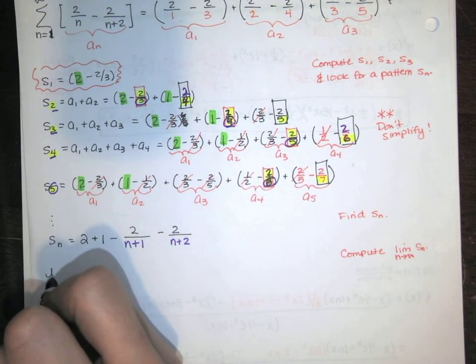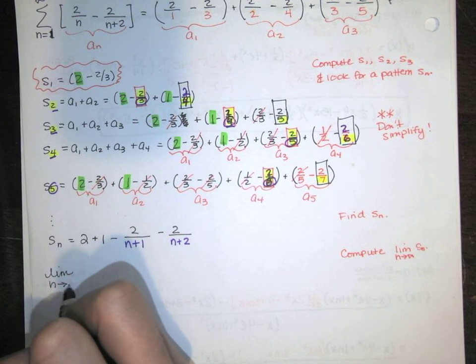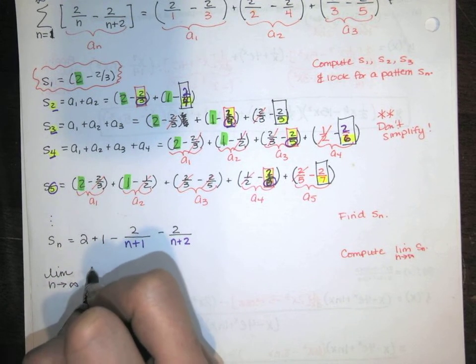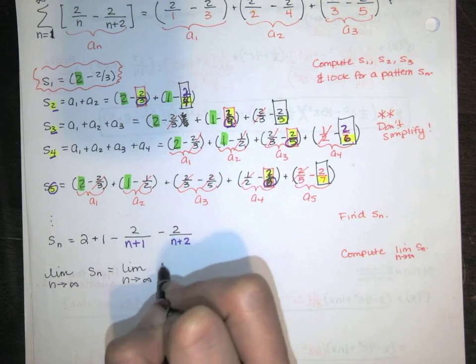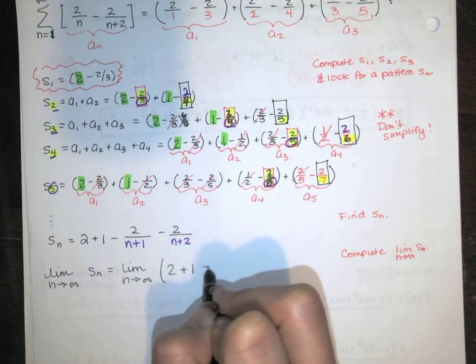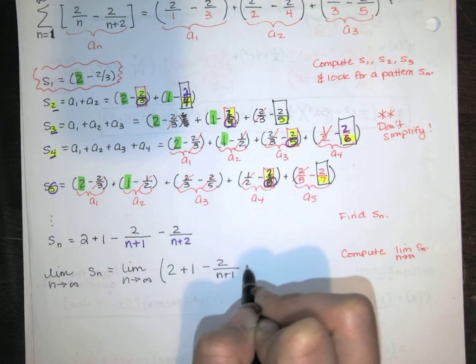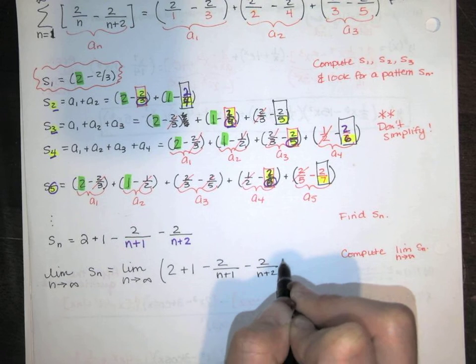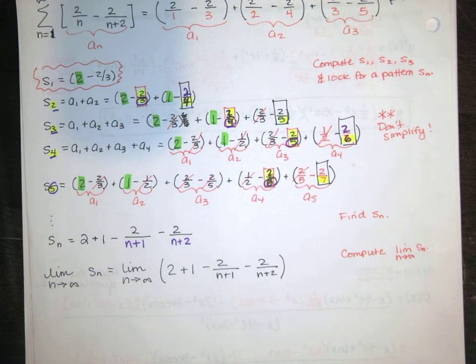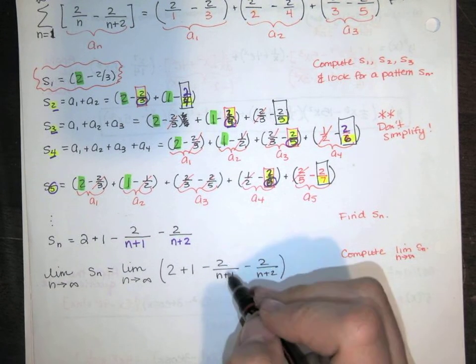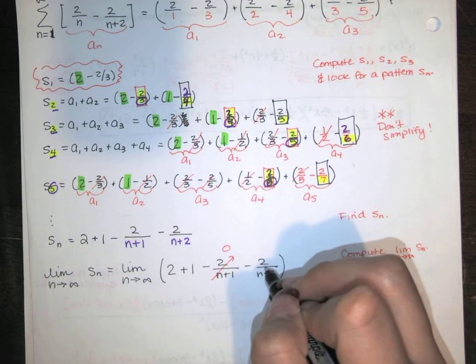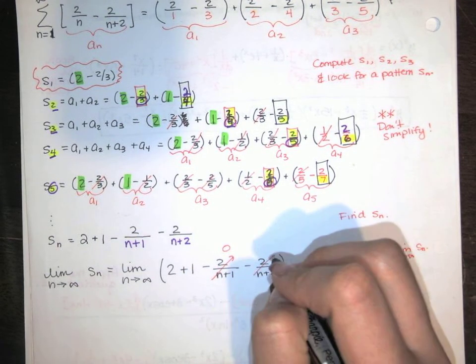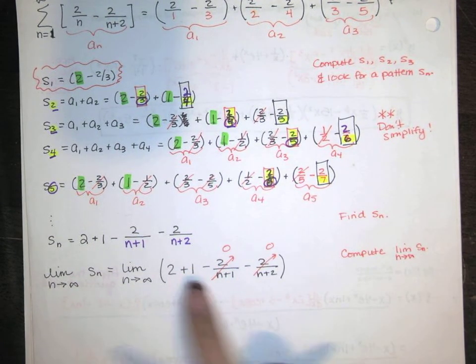So we're computing the limit as n goes to infinity of s sub n, which is the limit as n goes to infinity of 2 plus 1 minus 2 over n plus 1 minus 2 over n plus 2. As n goes to infinity, 2 over something really large is something really small, so that's going to 0. 2 over something very large is really small, so that goes to 0, and I just get a 3.